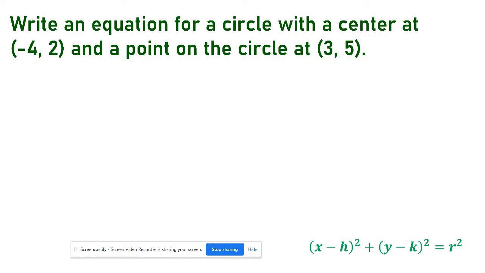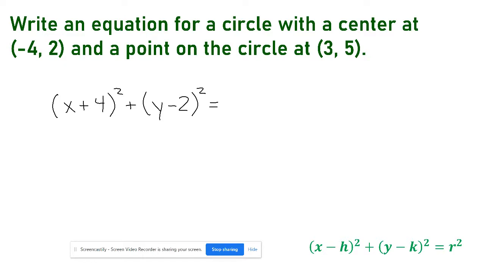Next example, it looks similar to the last one, but it's a little more complicated. It says write an equation for a circle with a center at -4, 2, and a point on the circle at 3, 5. So again, I'm just going to get this started. I'm going to say x, that's -4, so I'll change it to a plus. Got my squared. Y, that's a +2, so it'll be minus. Got my squared again. And again, the one thing I need to find is the radius.